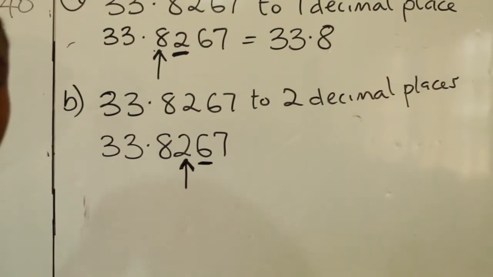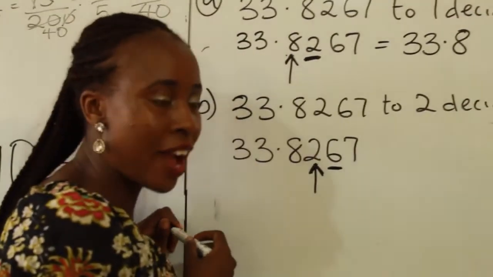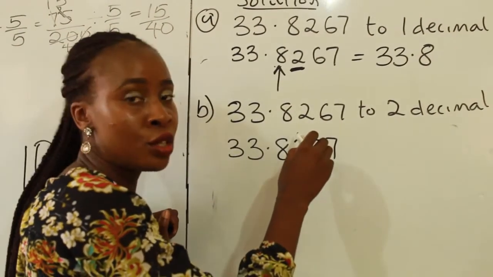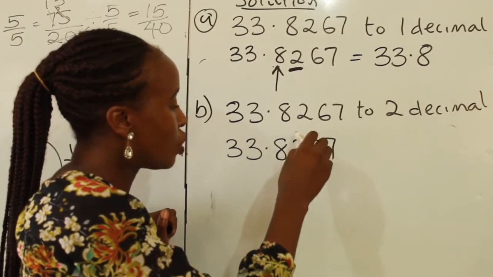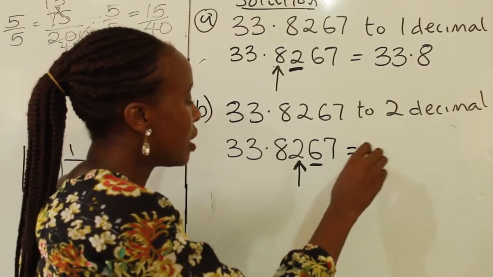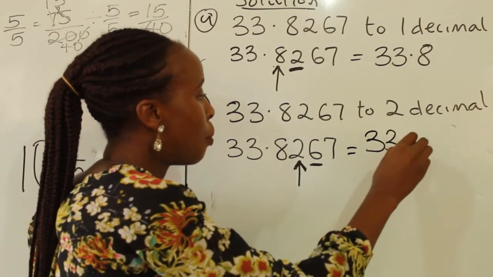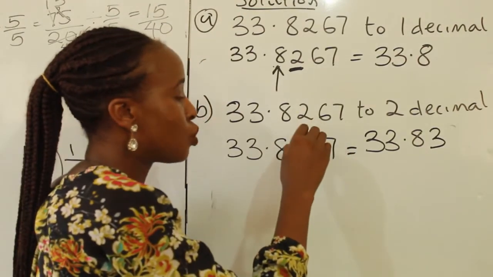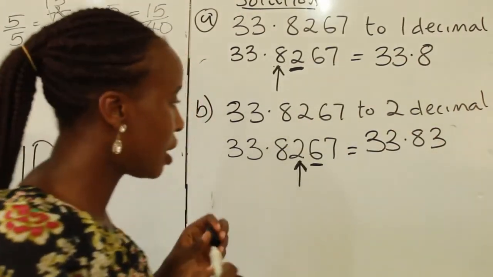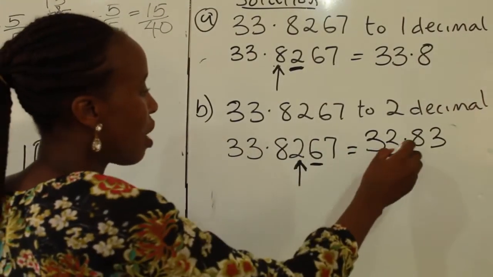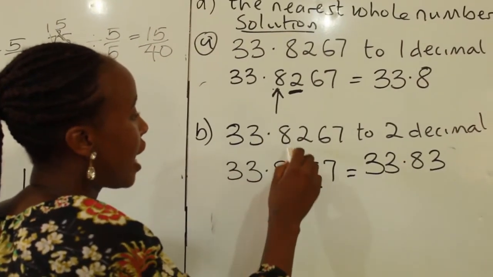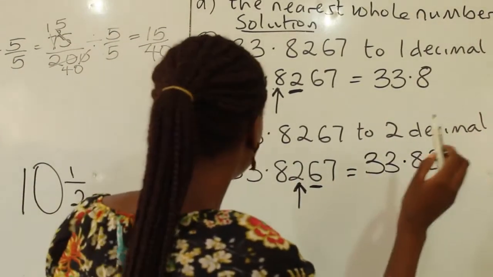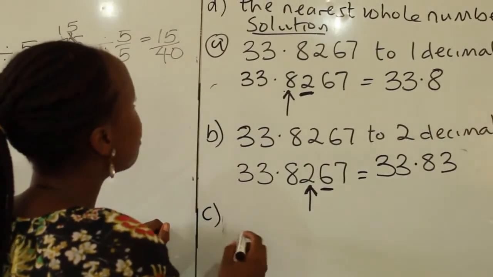And since 6 is greater than 5, we round 6 up by adding 1 to 2. And if you add 1 to this 2, it becomes 3. Therefore, our answer will now be 33.83. 1 was added from 6 to 2. That's why it became 3. Alright. We have rounded up 33.8267 to 2 decimal places, and we got 33.83.